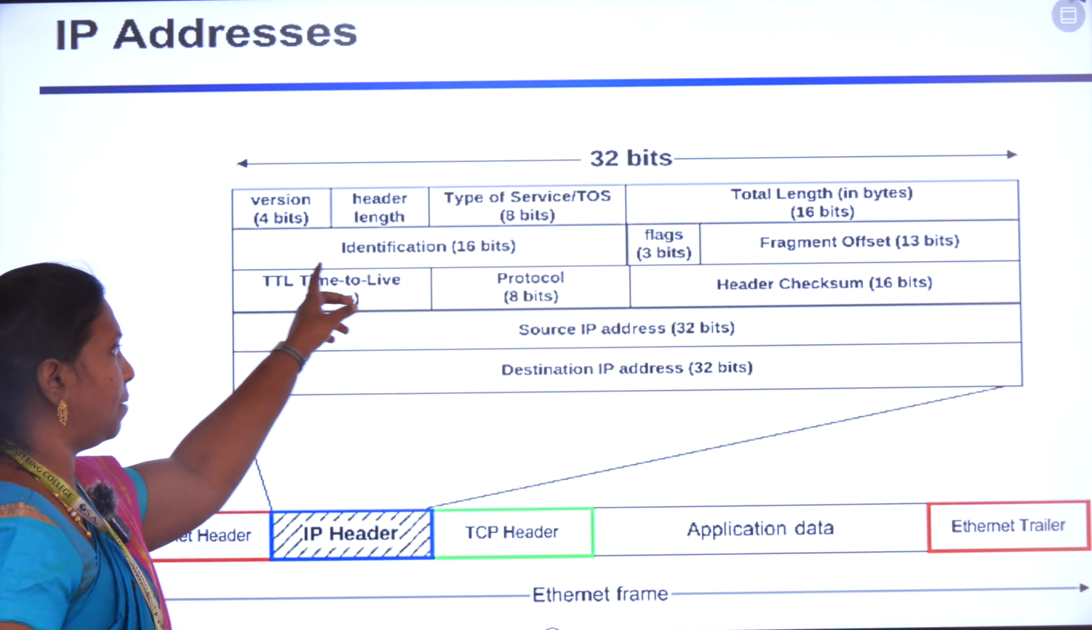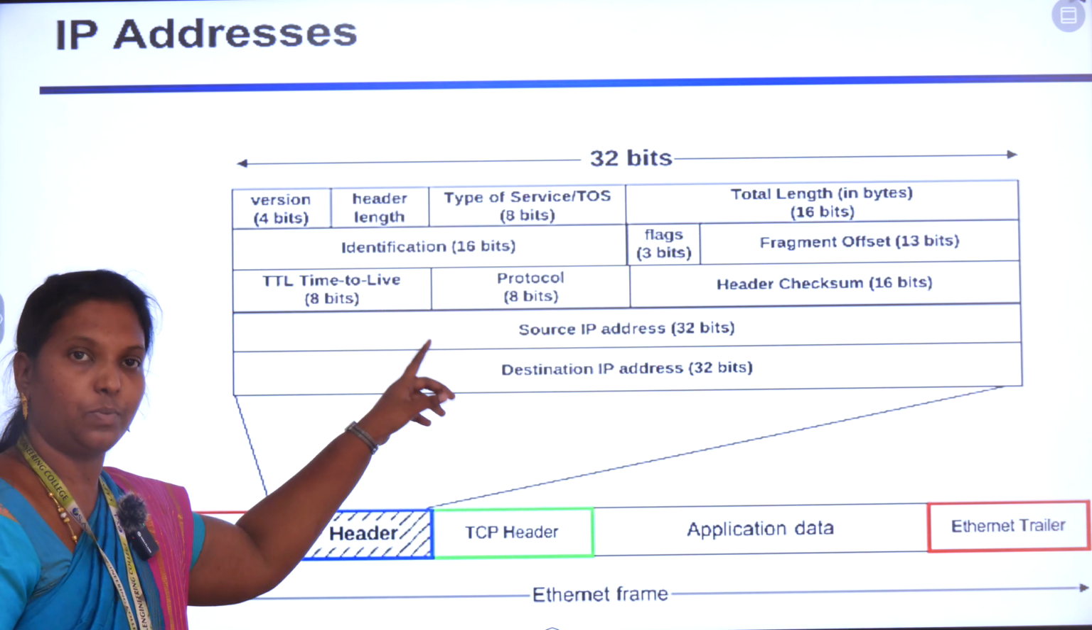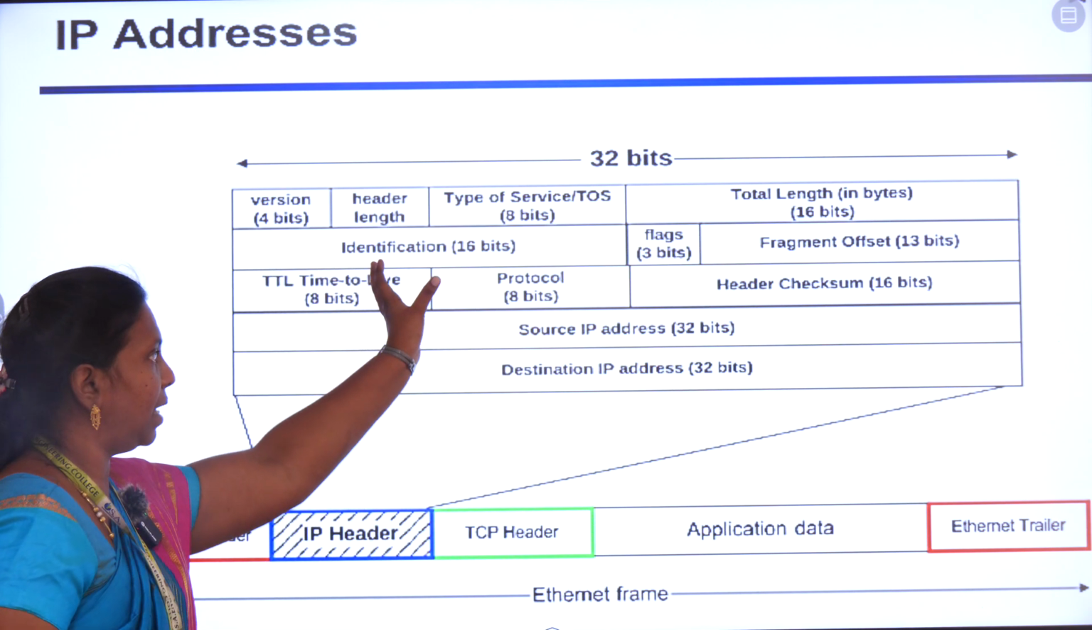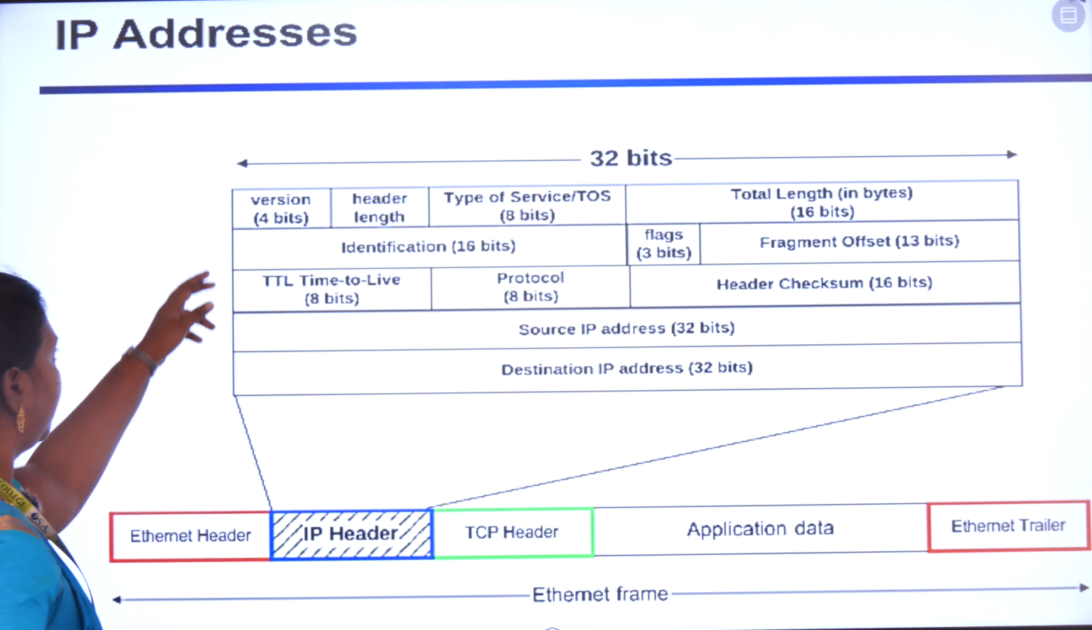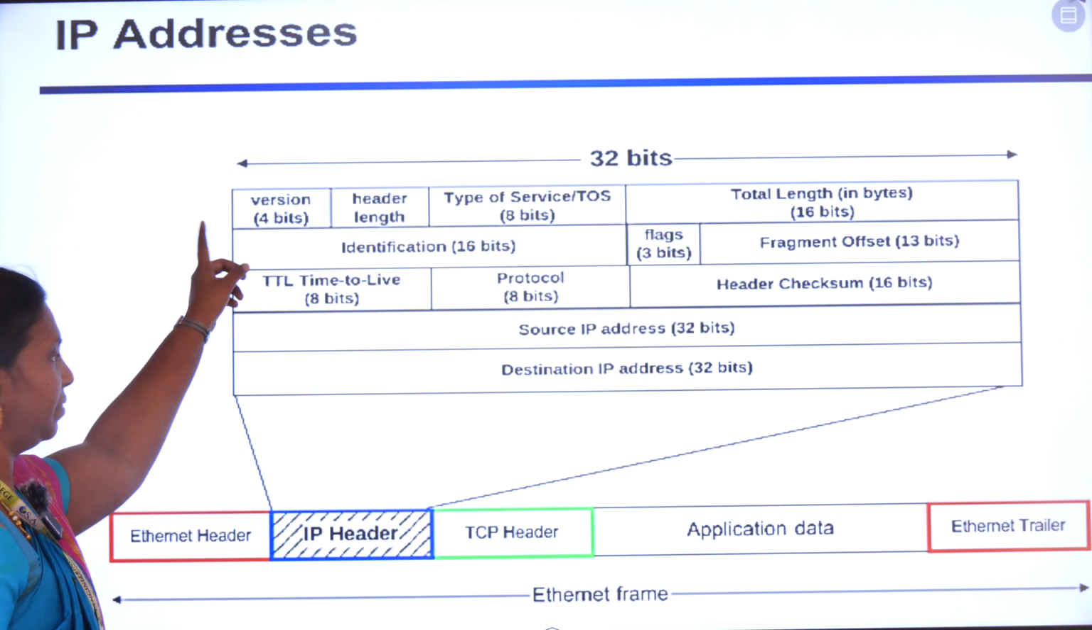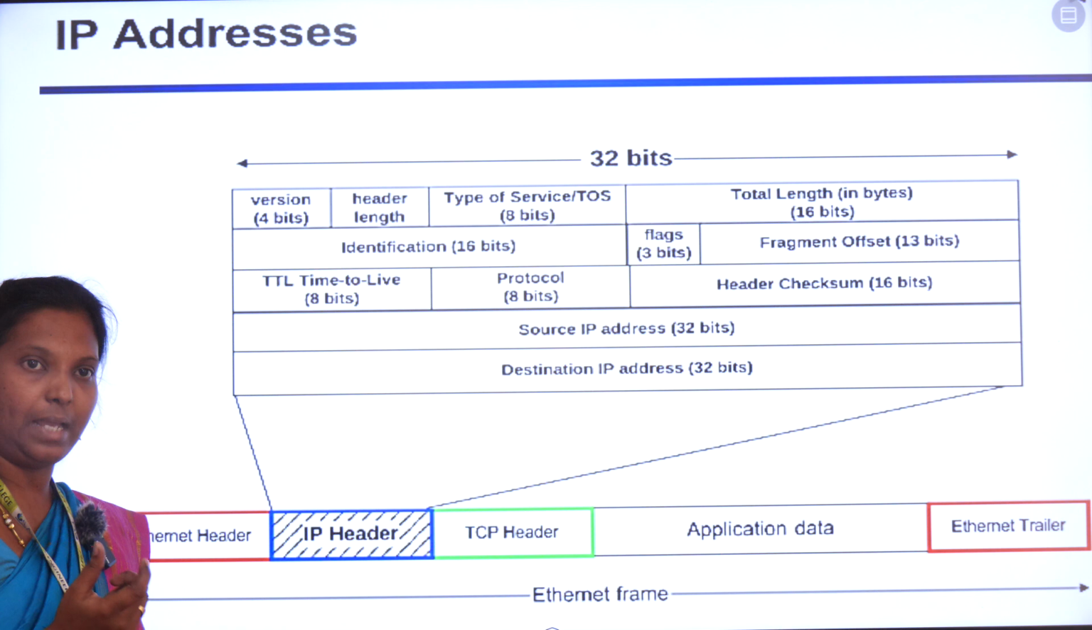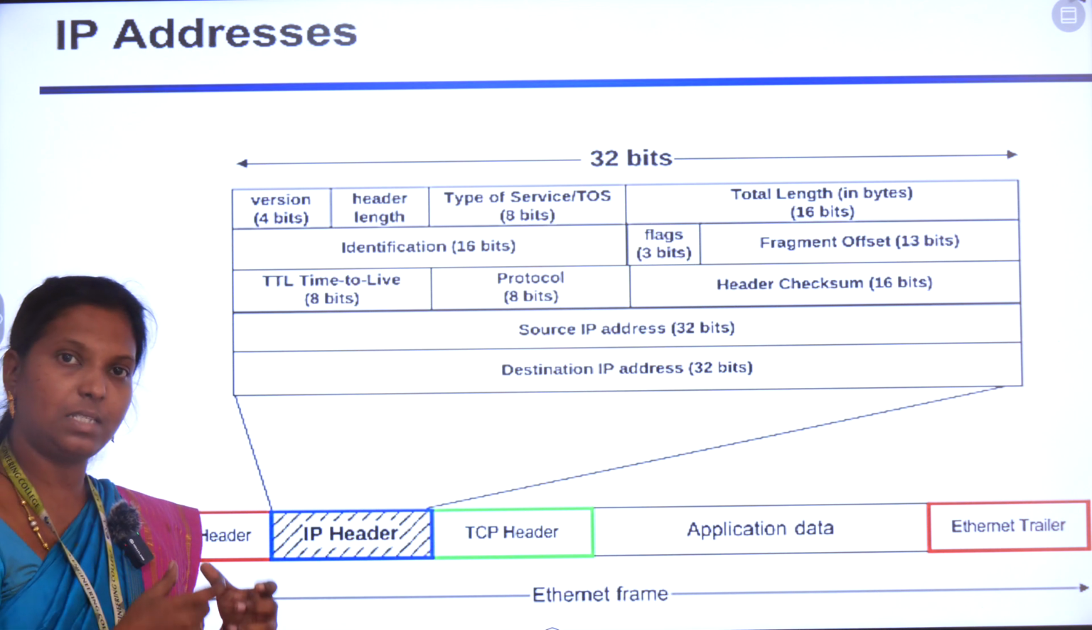Say for example, this is the entire 32 bits where every bit can have its own functionality. The first 4 bits is for version, that is if you are using IPv4 then it will be defined as IPv4.